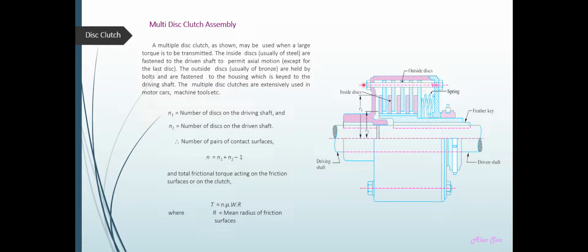So the torque transmitted formula under uniform pressure and under uniform wear theory, the N should be replaced by N1 plus N2 minus 1. Usually we work it out separately, and N represents the number of pairs of contact surface. So that is the torque. And this is the diagram of a multi-disc clutch assembly.